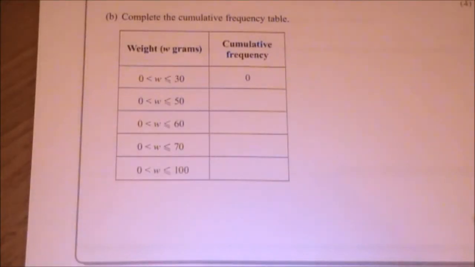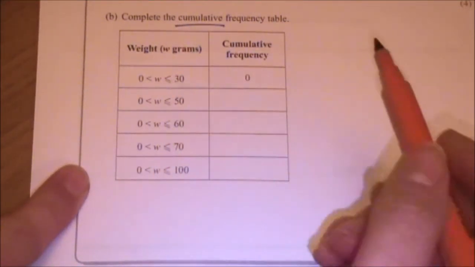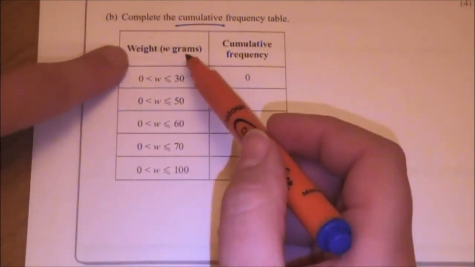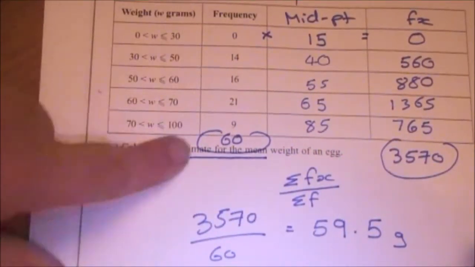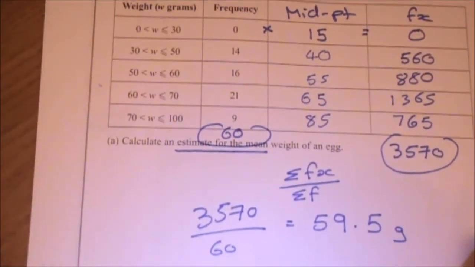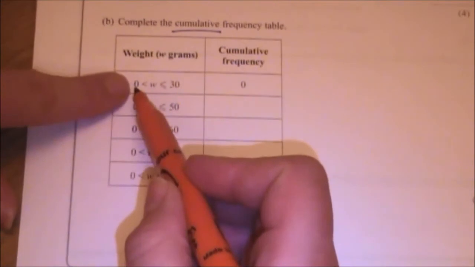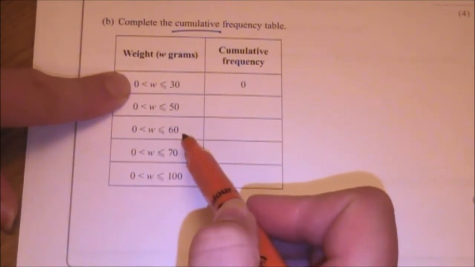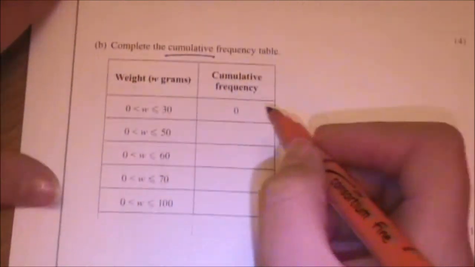Part B is a cumulative frequency question, and they're asking you first of all to complete the cumulative frequency table. Now, cumulative means to collect or gather as you go along. So if you notice, the difference between a cumulative frequency table and a grouped data table is that here our weight goes from 0 to 30, 30 to 50, 50 to 60, 60 to 70. But on a cumulative frequency, they always go from 0, so it's 0 to 30, 0 to 50, 0 to 60, 0 to 70. So this is when you need to add the values from the previous table.